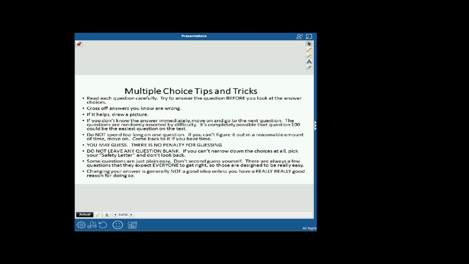You can guess. There is no penalty for guessing. They used to give you one, but they don't now. Do not leave any question blank. If you can't narrow the choices down, pick your safety letter. And this is good for any type of multiple choice test.